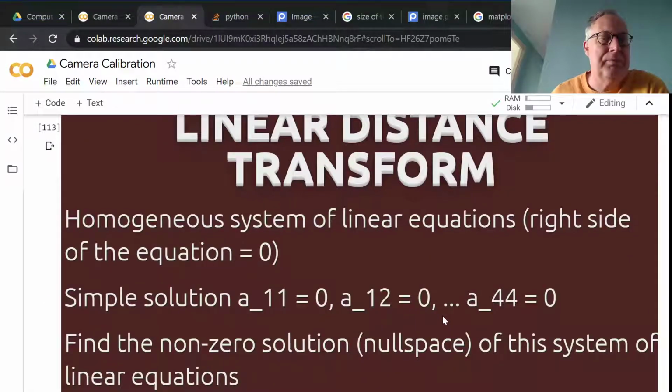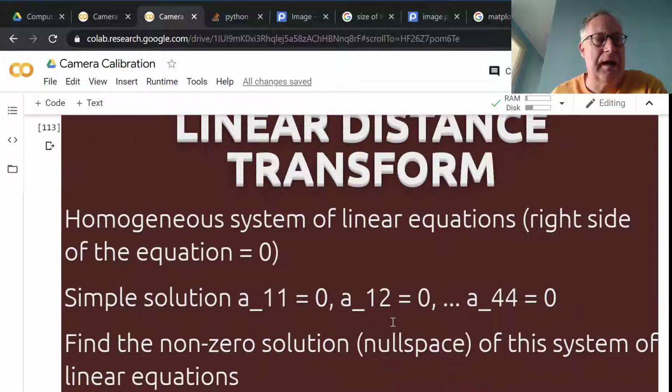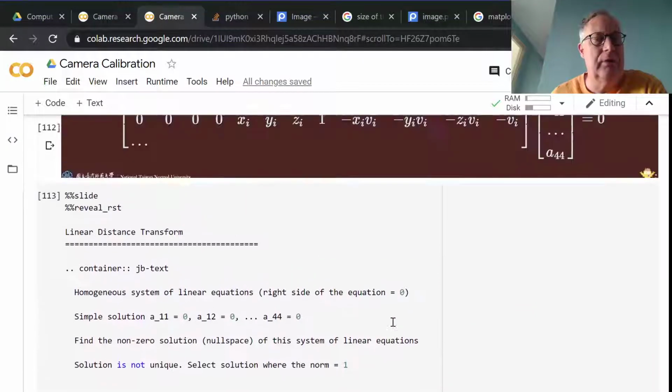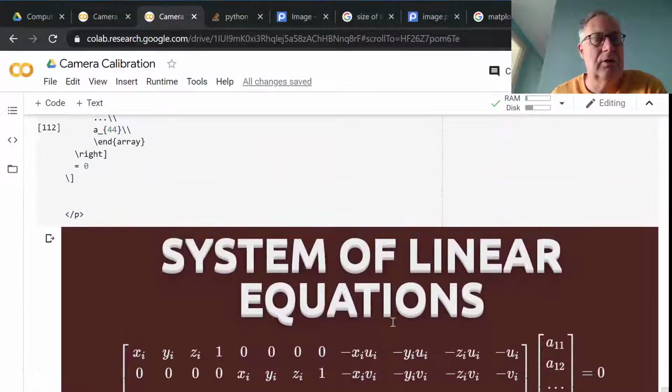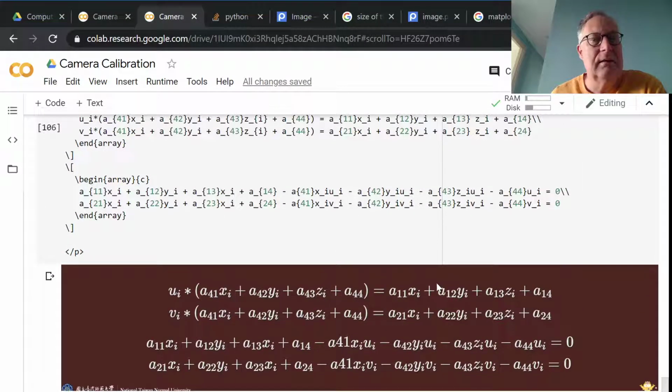For practical purposes, you need to have at least 15 points to get a reasonably good calibration of your camera. And the points have to be not collinear, so they cannot all lie in a straight line. And the more they cover the space, the better it is.